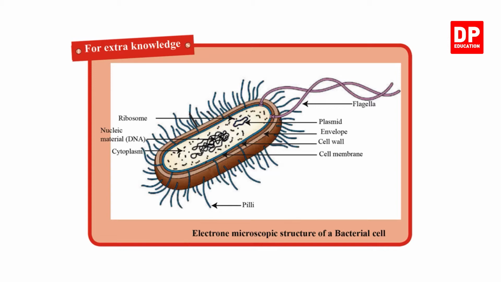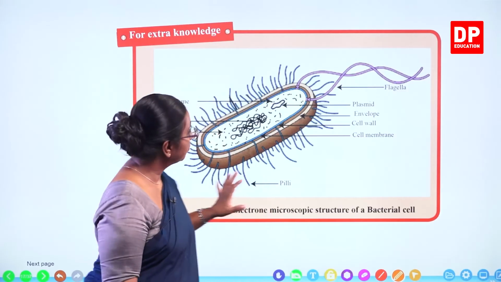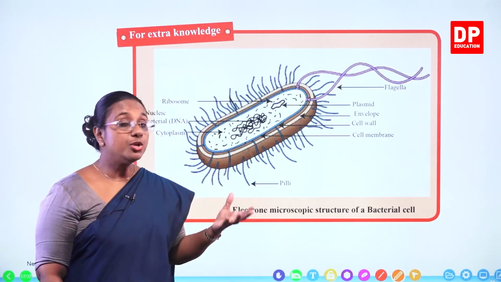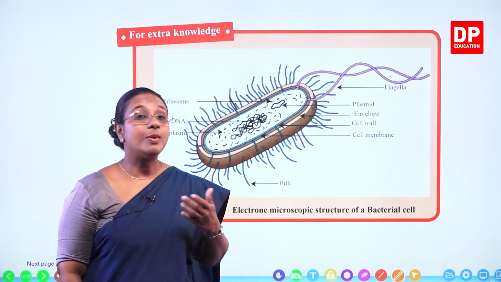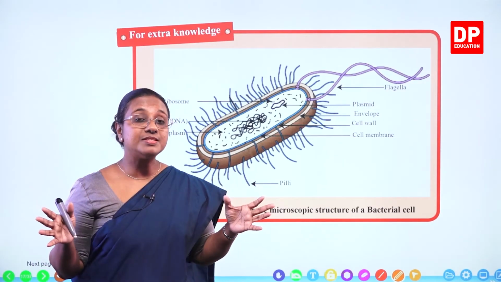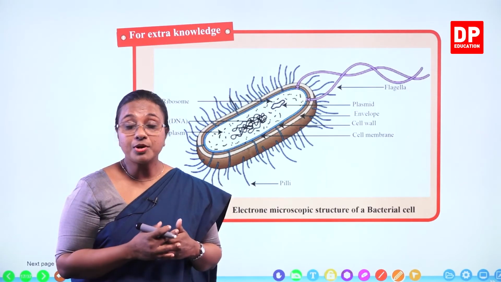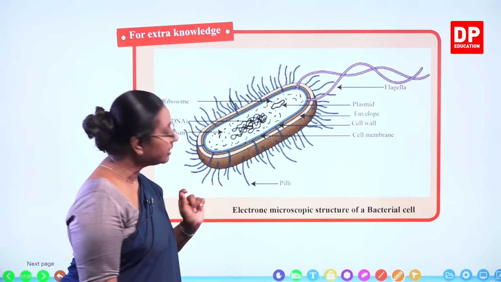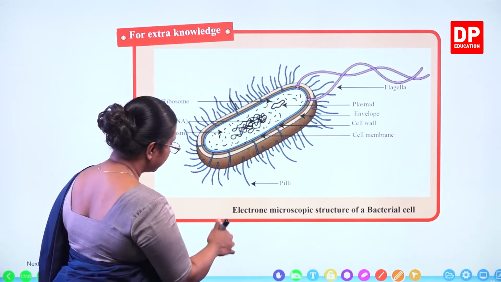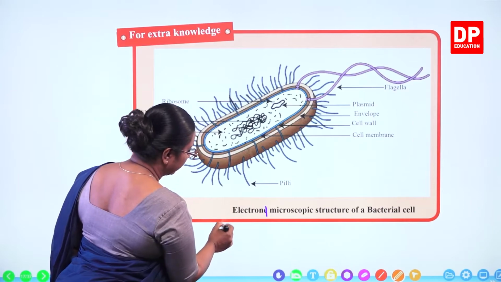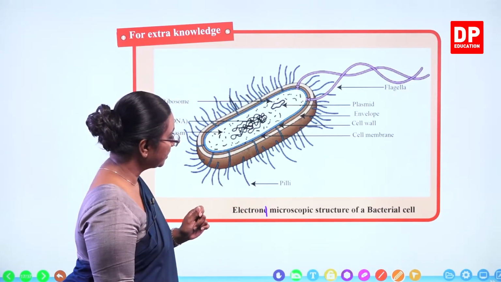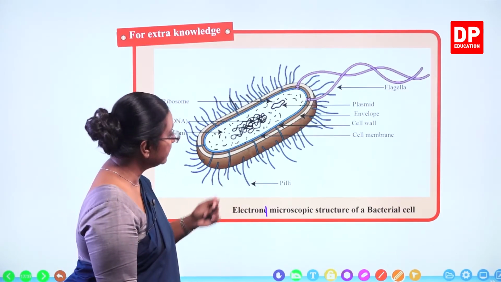This is an electron microscopic structure of a bacterial cell. So here this is the bacterial cell. This is usually a typical cell. You all know the meaning of typical cell. What is a typical cell? A model of a cell that includes all the possible structures that can be present. And here, electron microscope structure. So here students, there is no E, it should be ELECTRON. Electron microscopic structure of a bacterial cell.